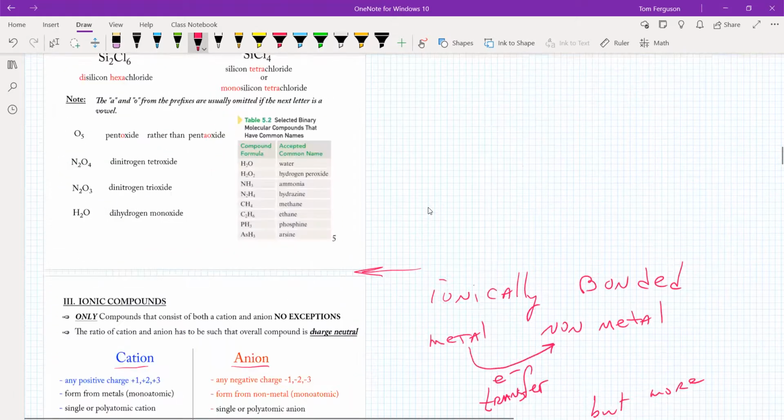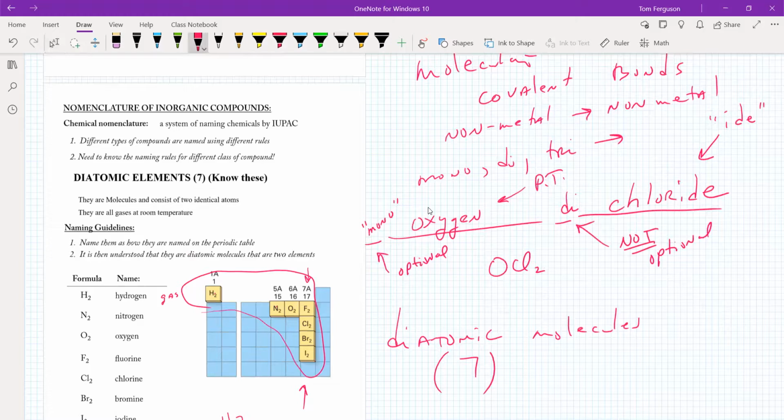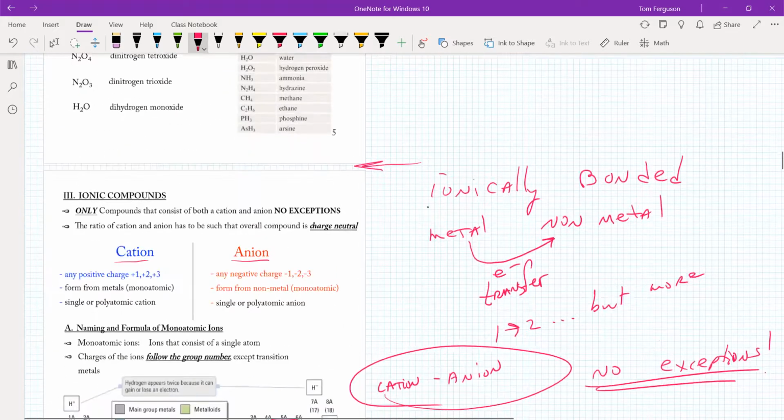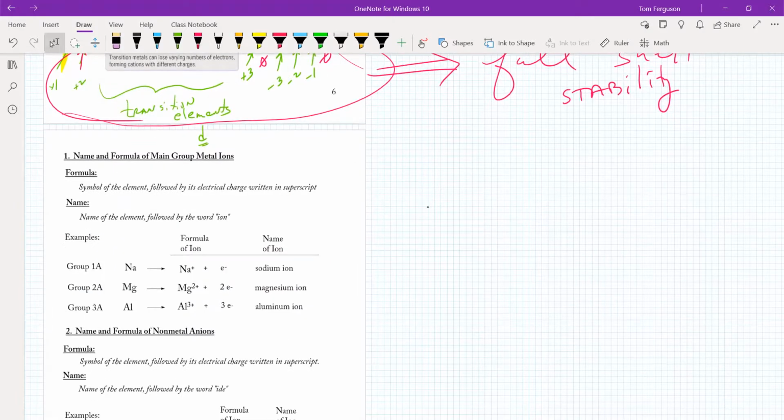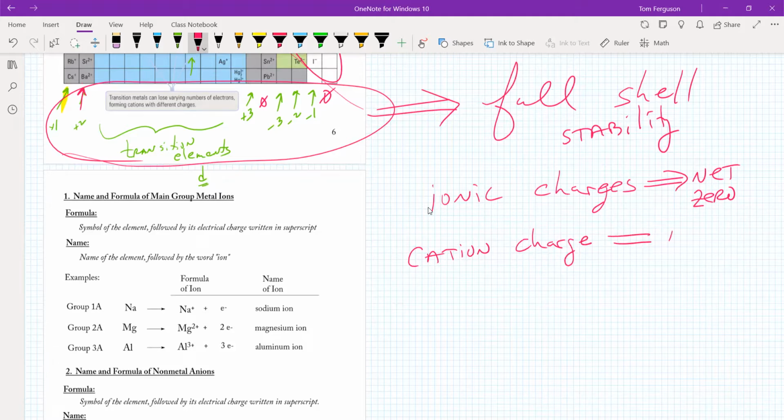so when we were naming covalent compounds or molecular compounds, we always had a prefix here that says number. And the reason why we had to have a prefix is because there was no way to tell how many of each one we have. Ionic compounds, however, are charged. Because they're charged, we have to balance them out in number so that their ionic charges net as 0. So the cation charge is equal but opposite of the anion charge.